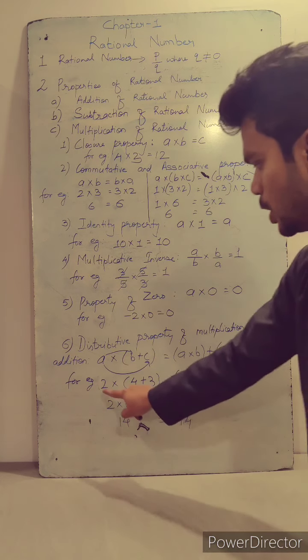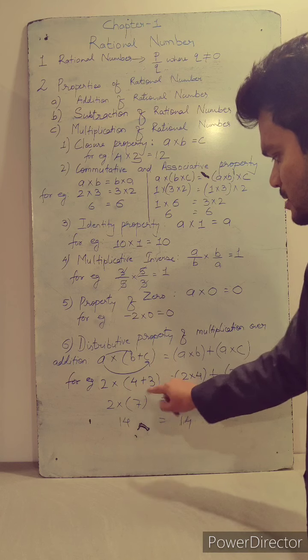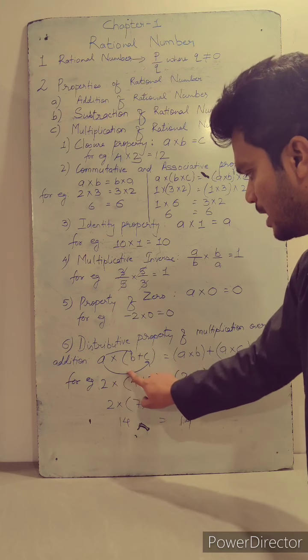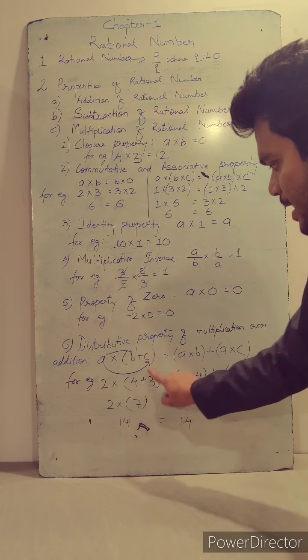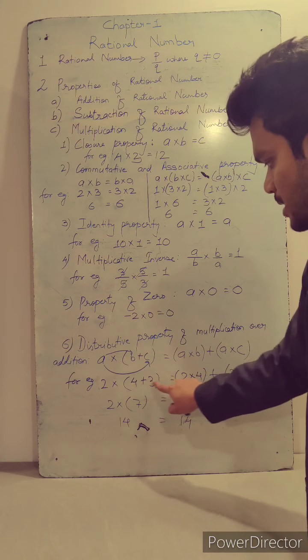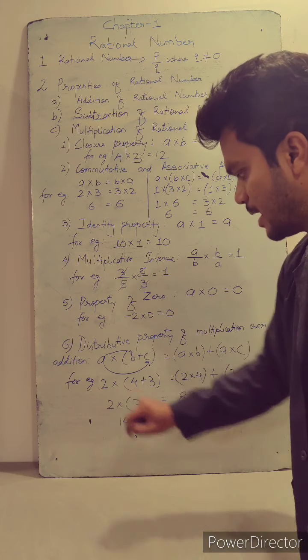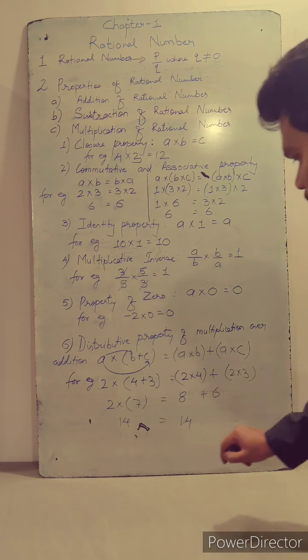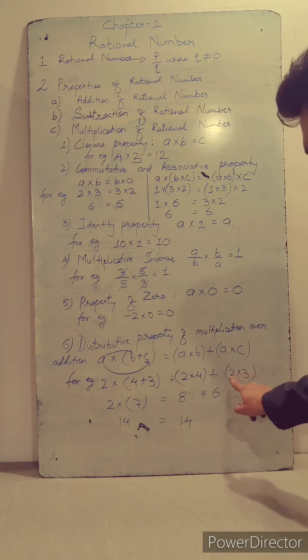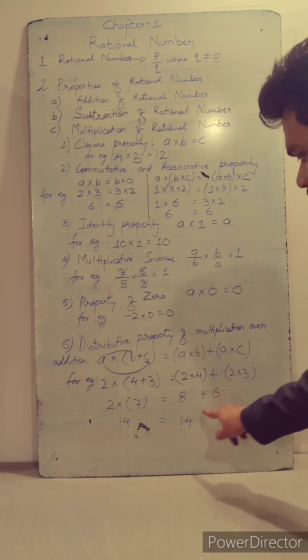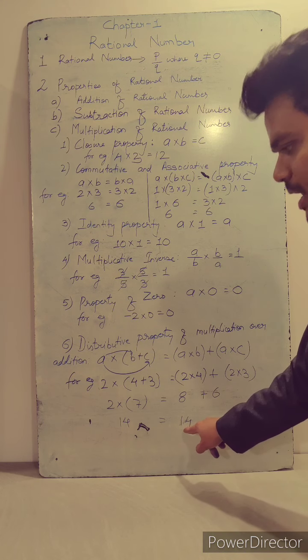For example, 2 multiplied by 4 plus 3 is equal to 2 multiplied by 4, then plus 2 multiplied by 3. 4 plus 3 is 7, which when multiplied by 2 gives 14. 2 multiplied by 4 gives 8. 2 multiplied by 3 gives 6. 8 plus 6, total is 14.